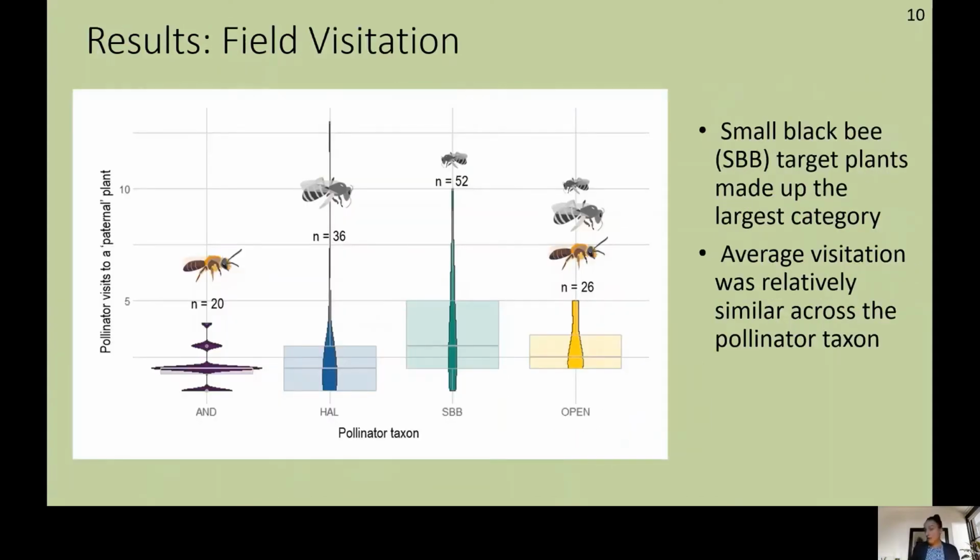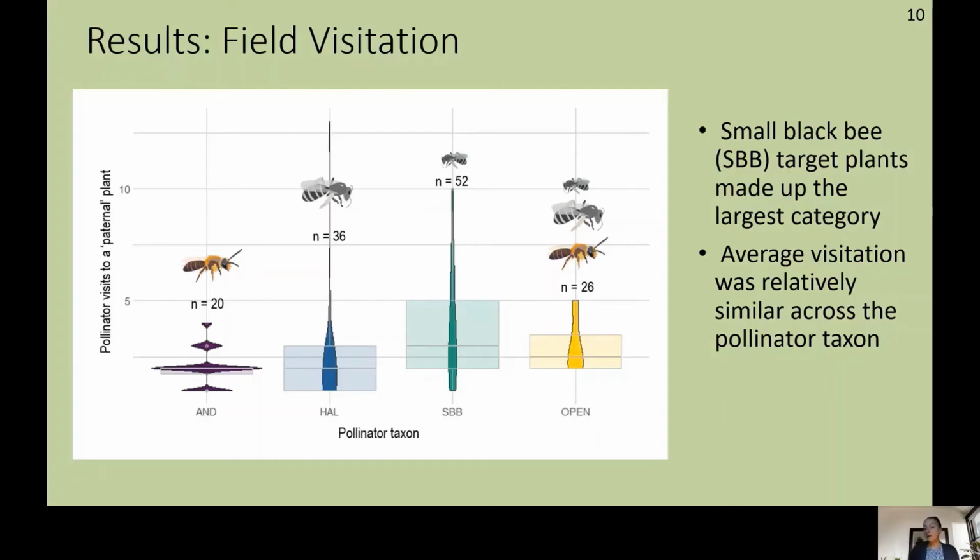Looking at our results, in terms of field visitation, we found that there wasn't a huge difference in the average number of visits for each pollinator group to a paternal plant. So they're all around between 1 and 3 for their average visitation. So as you can see, our 4 categories here that had sufficient number of visits for us to analyze were A and D, which is Andrena helianthiformis. That was our specialist pollinator. We have Halictus, and then small black bee, and open.